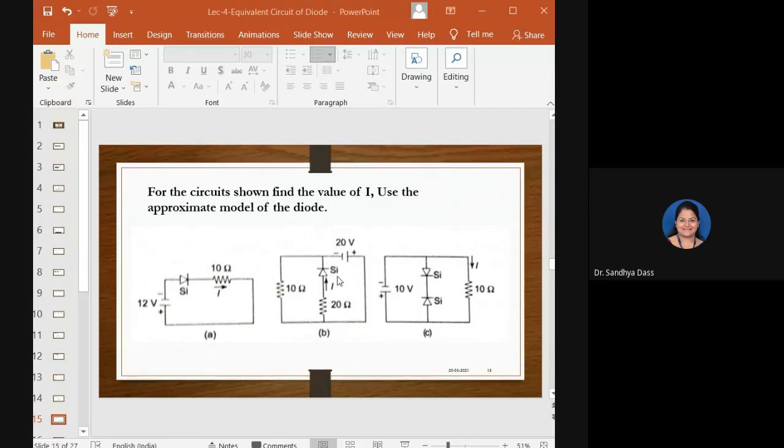So are you getting 0.965 amps? Yes, ma'am. Okay. Yeah. So you have to write down all these things, sir. Just listening will not help.